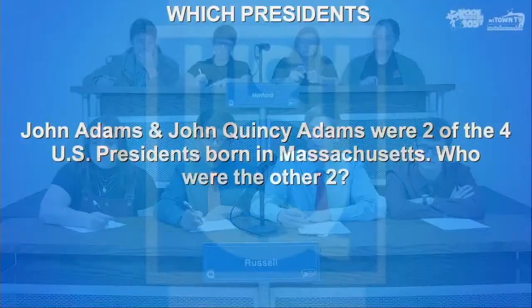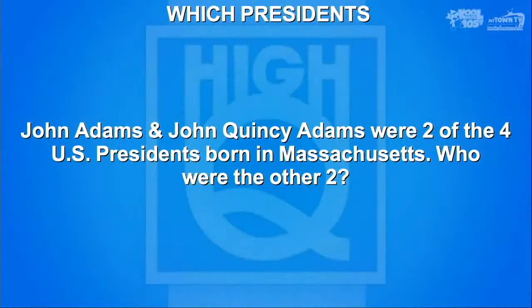All right. Your which president's question now, Russell, Jacob, and team. John Adams and John Quincy Adams were two of the U.S. presidents born in Massachusetts. Who were the other two? All right, Jacob? John F. Kennedy and Truman. No? 10 points are yours if you know those two. Madison and Truman. No, JFK was right. It's George H.W. Bush, actually.